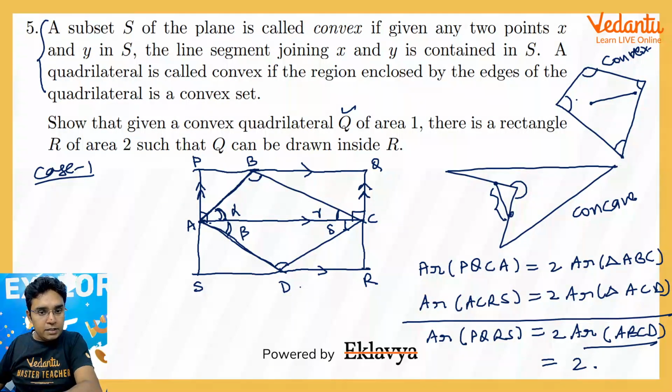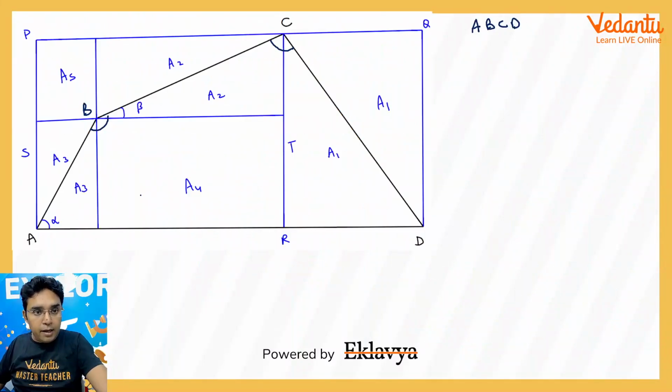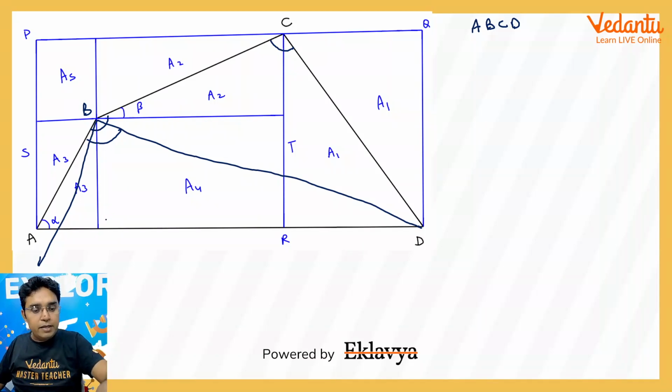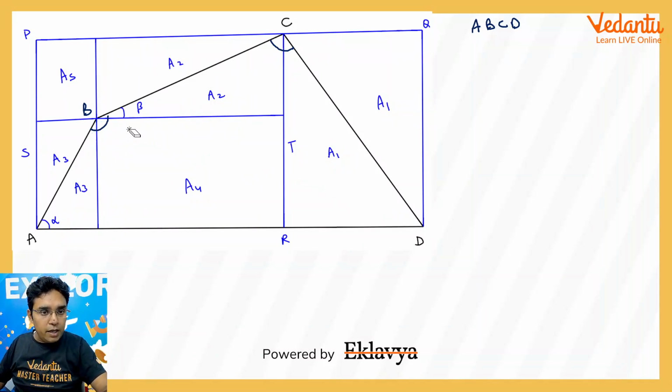Okay, in case 1 what was important? These angles alpha, beta, gamma, delta all were acute. Here you may not get that. Like if I join B with D, let me just try this way. Okay, and because this angle is obtuse, you can see my rectangle will be going like this, and in this case this quadrilateral will be going outside. So in this case, I think the previous method will not work. Then how can we do it? Let us see.